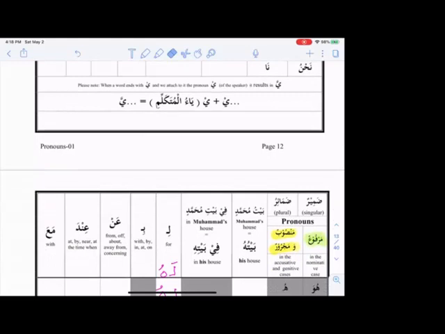And then the second, I want you to become strong in pronouns, very strong. And you should know it. And these songs will help you to become strong.